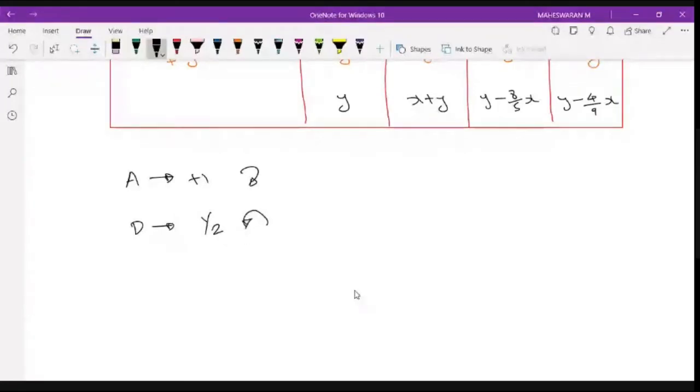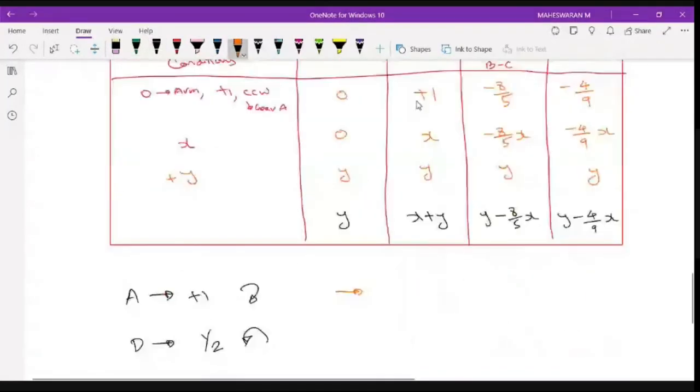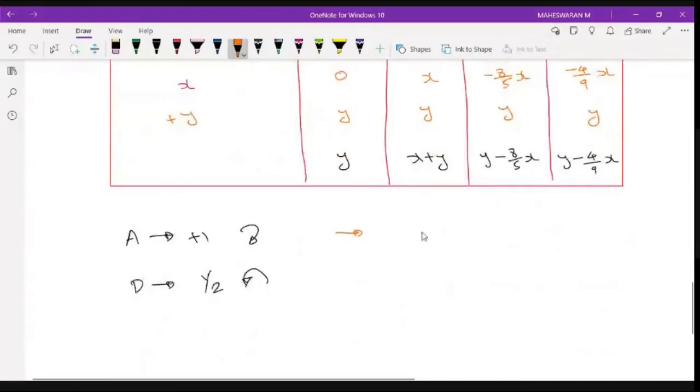So what is gear A relation? Gear A relation is this one, X plus Y. So X plus Y is equal to -1 because clockwise we consider -1, right? Let me consider this as equation 1. Next, gear D: Y minus 4/9 X is equal to 1/2, positive, right? Indicating that this is equation 2.